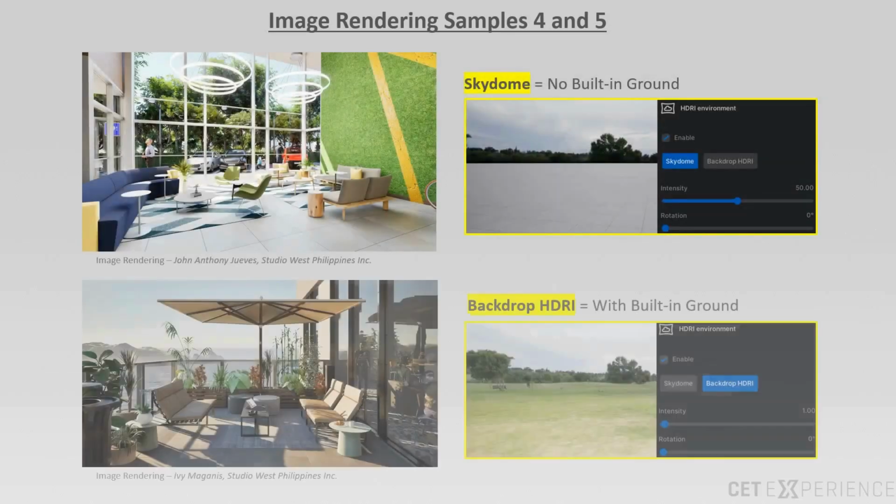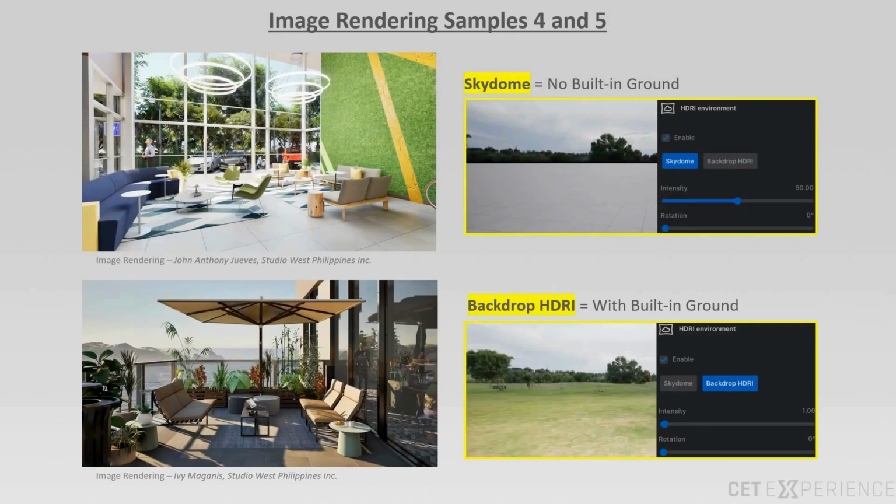When rendering with an outdoor view using HDRI environment, there are two features that can be used. One is Sky Dome and the other is Backdrop HDRI. In the first example, Sky Dome was used. It has no built-in ground, so you need to add your own landscaping or outdoor elements such as vehicles or characters. The advantage of this is a sharper quality consistent with your interiors.